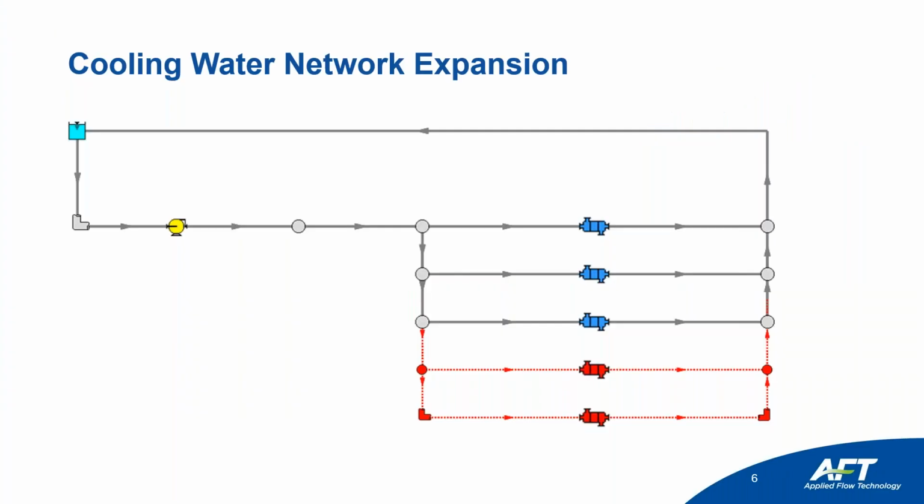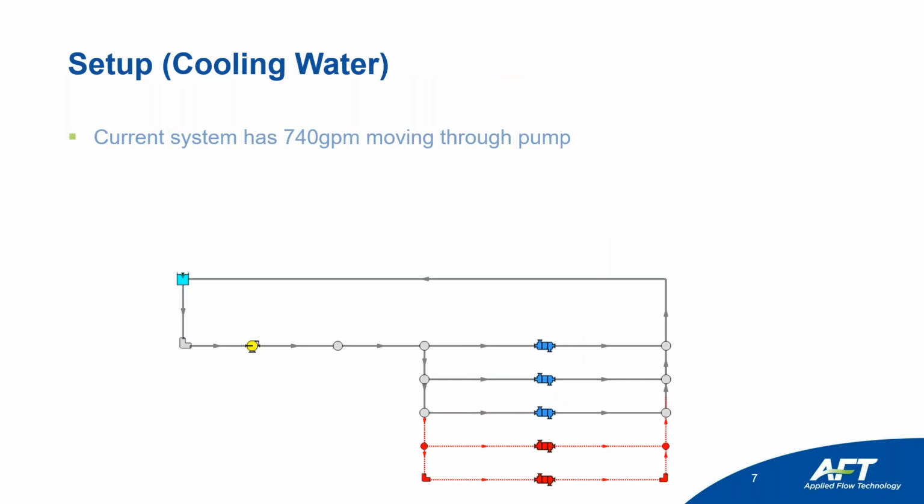So here's a modification on one of our example models for our software where I have a very simplified cooling water network system here. And what we have in red dotted lines is going to be our theoretical expansion. Right now it's closed, so we just have the 3 heat exchangers. And this ties in with what I was saying at the beginning, which is you can take these concepts and apply them to your real systems. This is a very simplified model to help you understand concepts. So what does the setup look like?